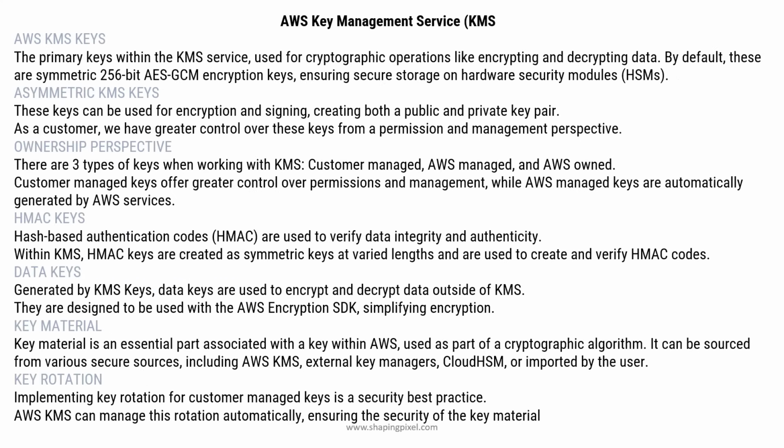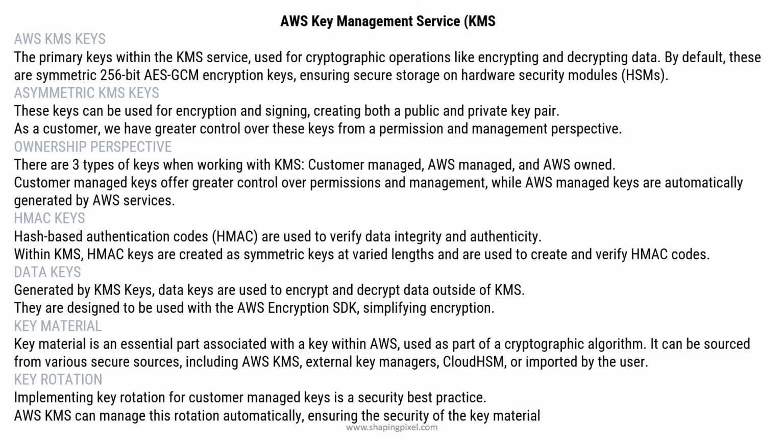Now let's deep dive into the AWS Key Management Service and explore its components. The primary keys within the KMS service are used for cryptographic operations like encrypting and decrypting data. By default, these are symmetric 256-bit AES-GCM encryption keys, ensuring secure storage on hardware security modules. These keys can be used for encryption and signing, creating both a public and private key pair. As a customer, we have greater control over these keys from a permission and management perspective.